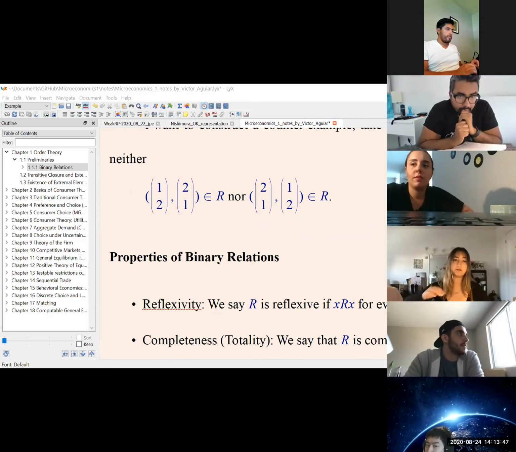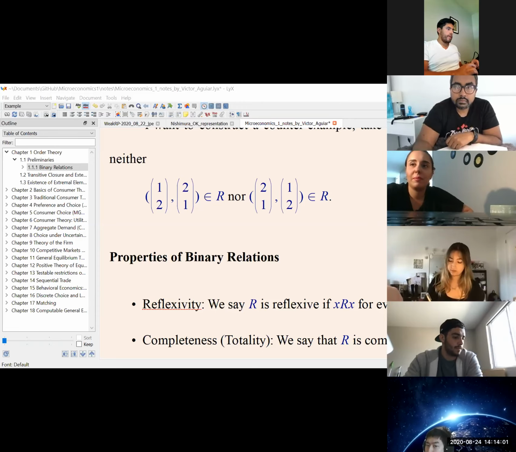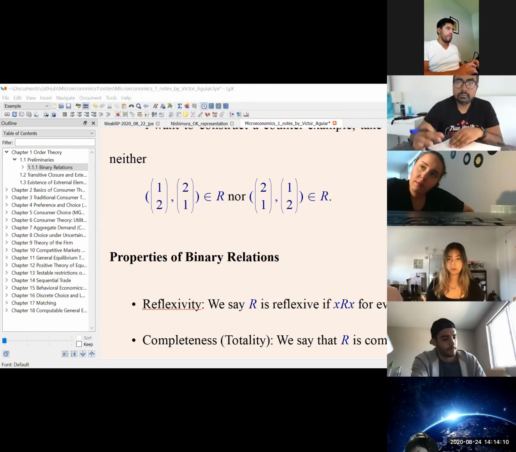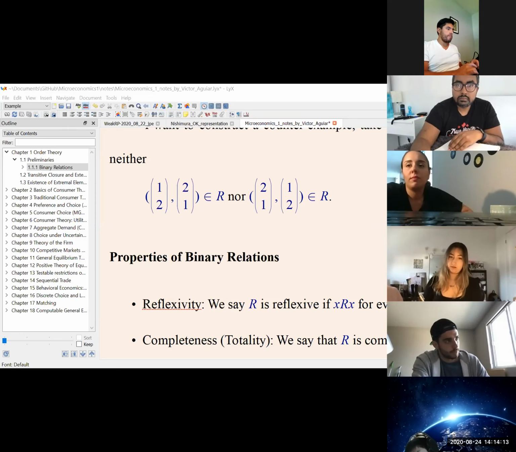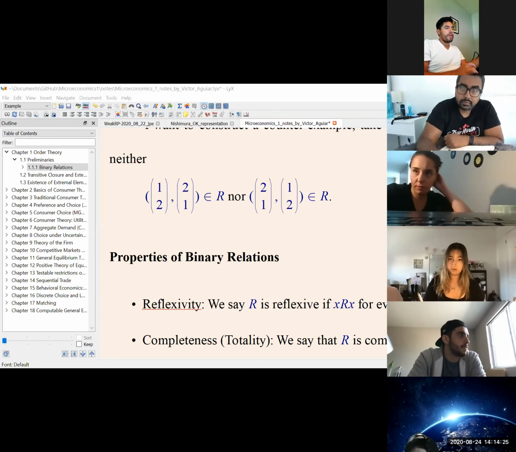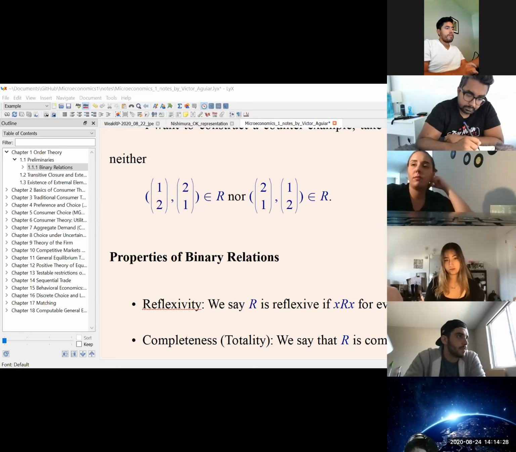So you start with a vector x1, x2. And this vector here, I'm going to tell you that it's in relation with another vector called y, y1, y2. And the second piece of information is that now y is also in relation with a third vector called z, right?